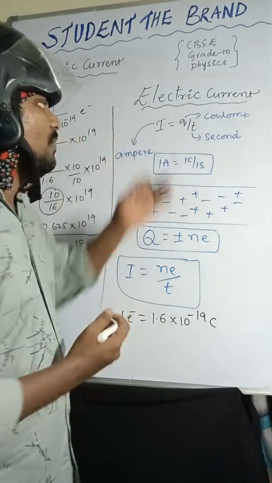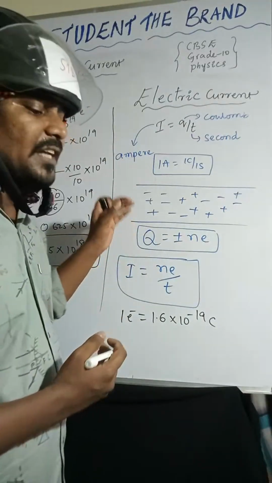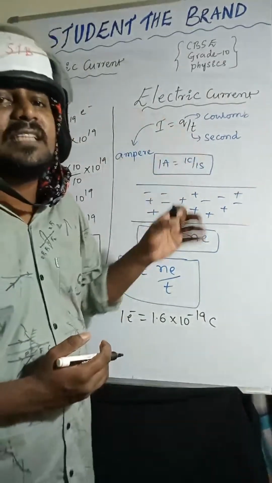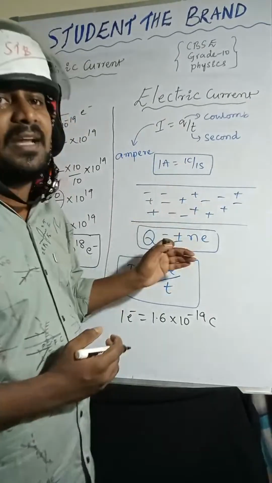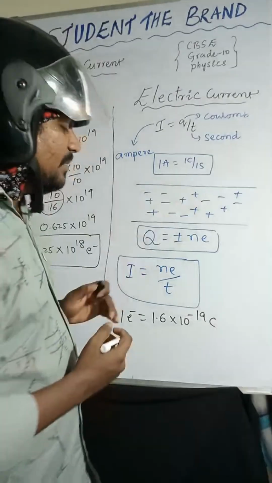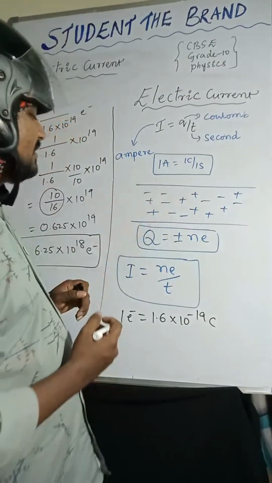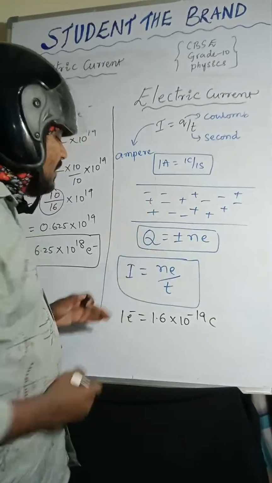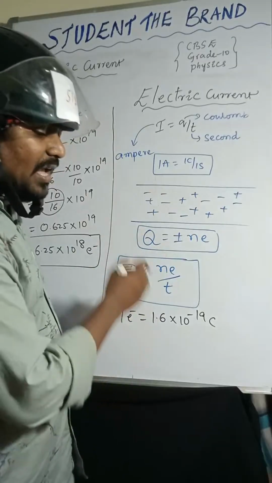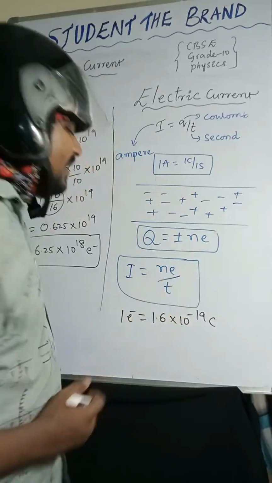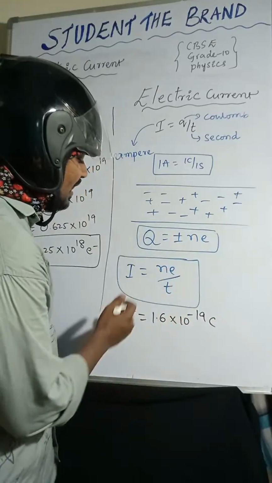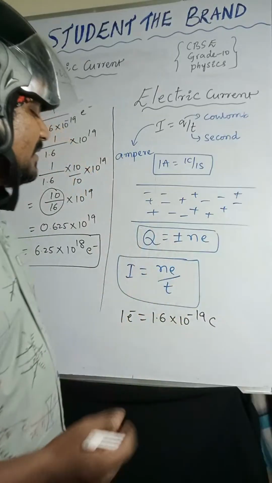I equal to Q by T. So quantization of charge, that is the number of charges moving inside of the conductor. That's why, quantization of charge, Q equal to plus or minus Ne. So I equal to Ne by T. One electron has a charge of 1.6 into 10 power minus 19 coulomb.